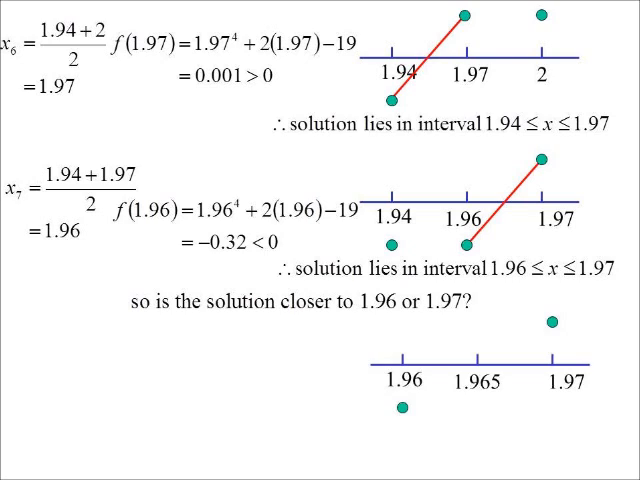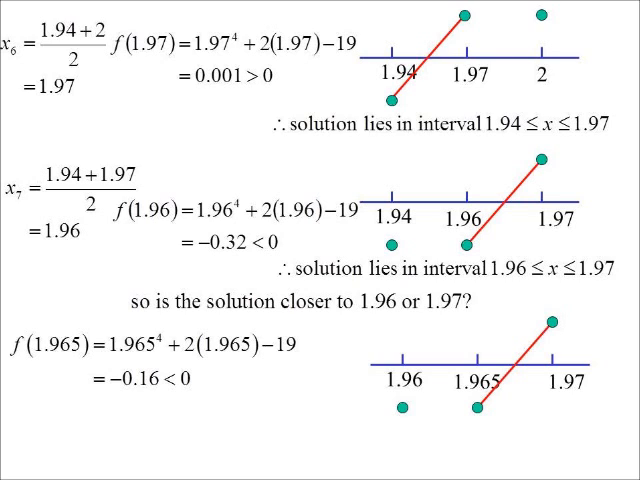Well, if I halve the interval again and find out where the middle is, 1.965, go to 3 decimal places, 1.965 turns out to be negative. Therefore, my solution must be closer to 1.97 than it is to 1.96. So 1.97 is going to be my approximation to 2 decimal places.